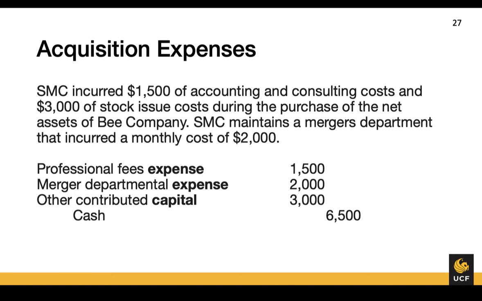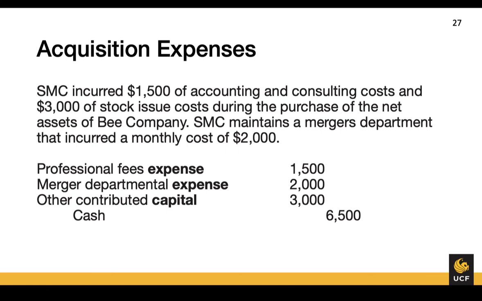So in order to account for these, the first one is accounting and consulting costs of $1,500. That's going to be expensed immediately because that's a direct expense of the merger. Then we have $3,000 of stock issue costs. Well, those stock issue costs are going to be considered a reduction of capital. So normally other contributed capital is recorded as a credit, but here you see it being recorded as a debit because we're reducing the amount of other contributed capital recorded as a part of this stock issuance.